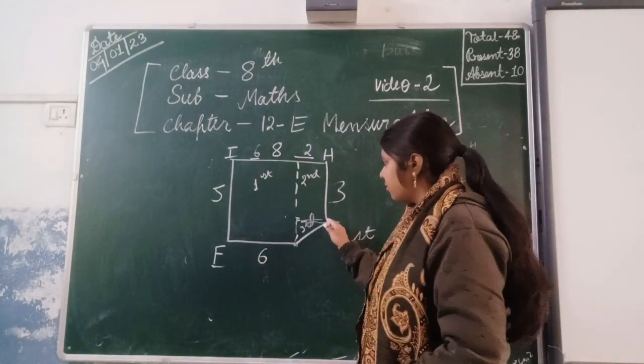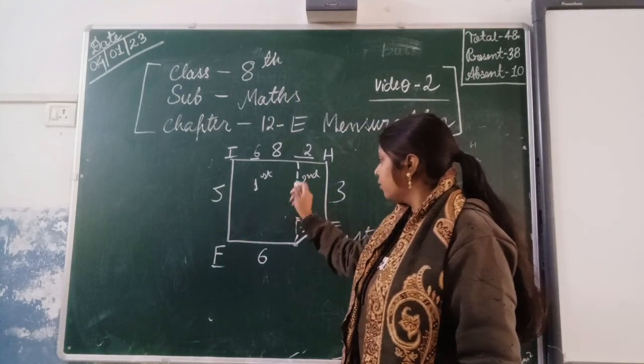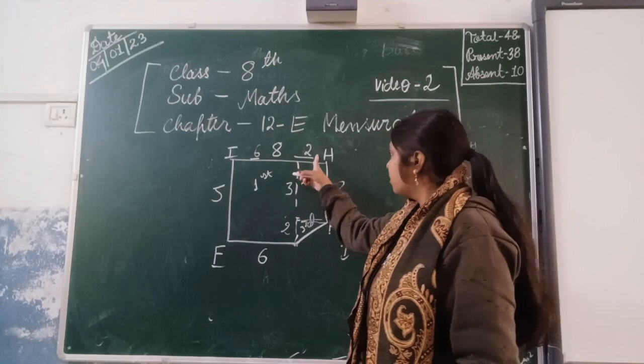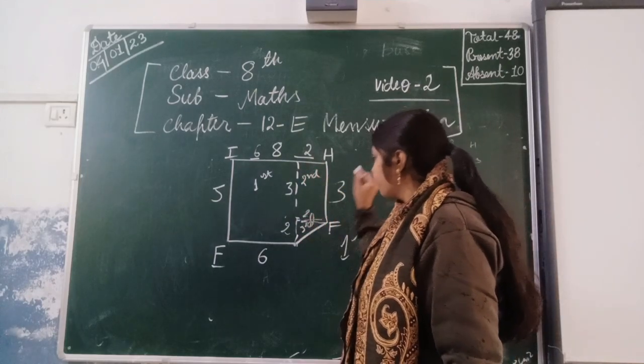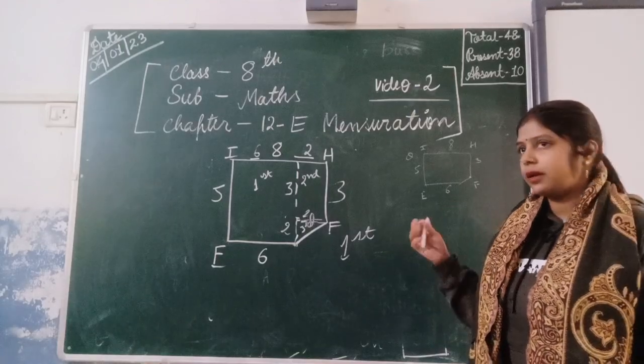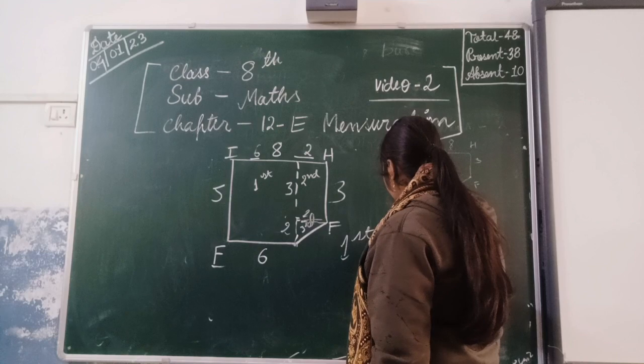Similarly, this part is 3 and the whole part is 5. So this part also will be 3 and this part will be 2. Since this is 2, this will also be 2. First mark the dimensions. After this, find the area of the first part.